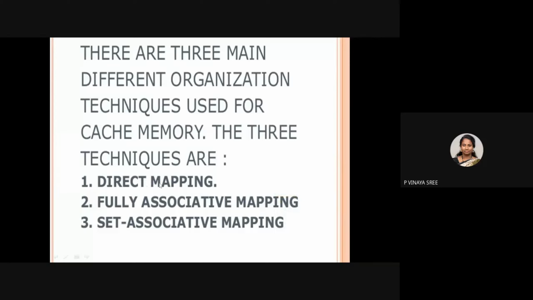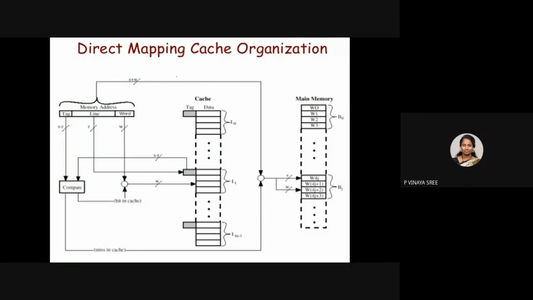So now we have three mapping techniques. The main memory size is very large when compared to the cache, so how many blocks have to be placed in a line? For that we have mapping techniques. The first one is direct mapping, the next is fully associative mapping, and the next is set associative mapping. So this is about the direct mapping technique.